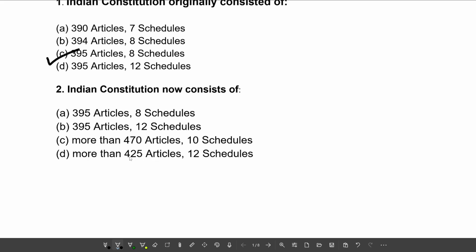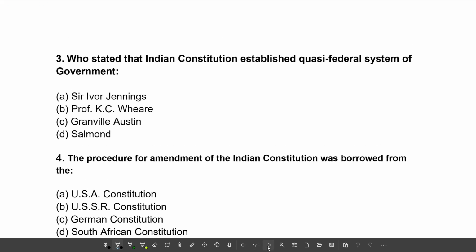Next question. Indian Constitution does not consist of option A, 395 articles, 8 schedules; option B, 395 articles, 12 schedules; option C, more than 470 articles, 10 schedules; option D, more than 425 articles, 12 schedules. So the correct option will be option B, 395 articles, 12 schedules. Next question.